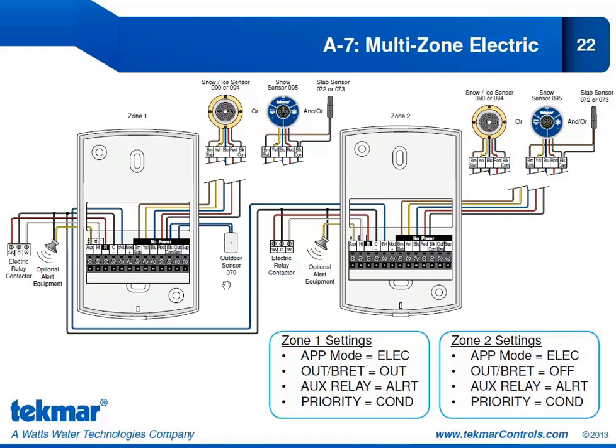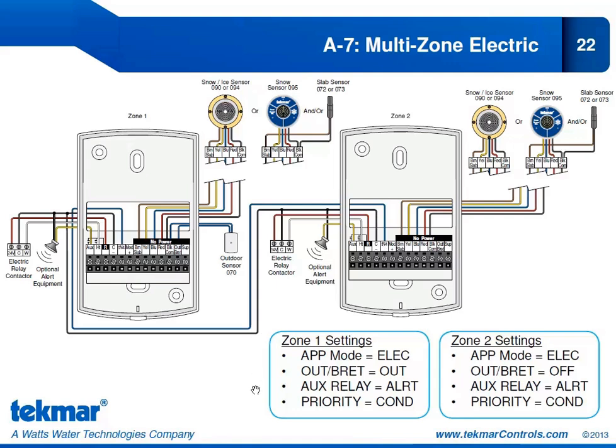You can see we have the outdoor sensor connected to Zone 1 only. There is nothing connected to Zone 2 on the other side, and that's because that outdoor temperature information will be communicated over TechMarNet. Speaking of TechMarNet, that is how the two zones will communicate. You can see we have connections from the C and the TN4 on Zone 1 over to the C and the TN4 on Zone 2.